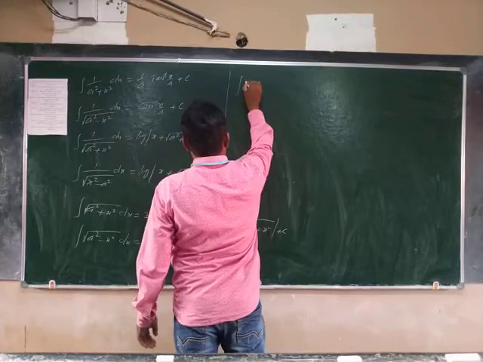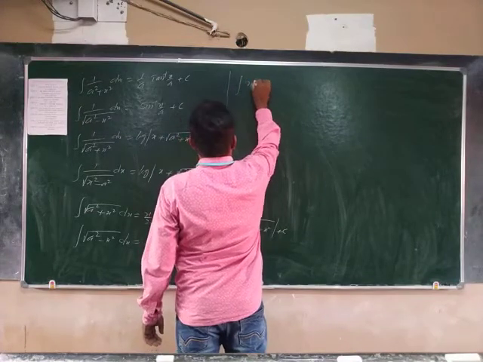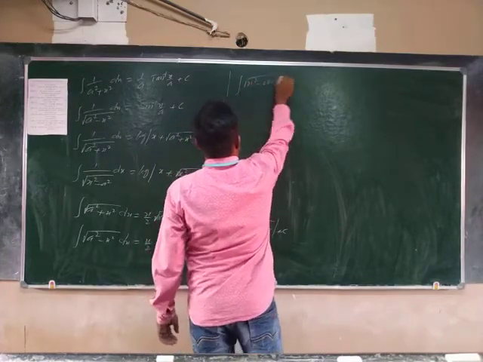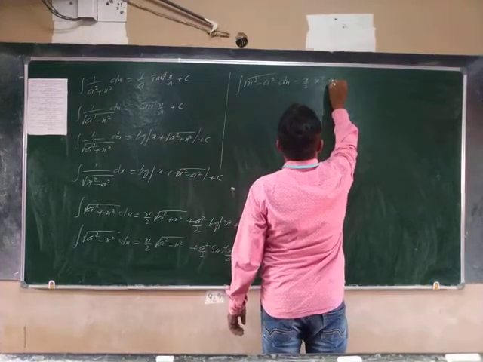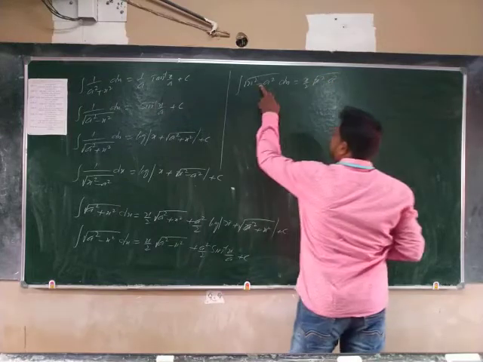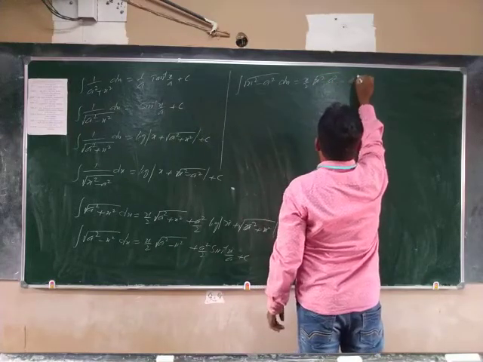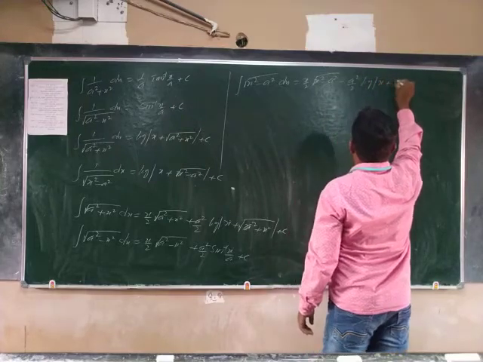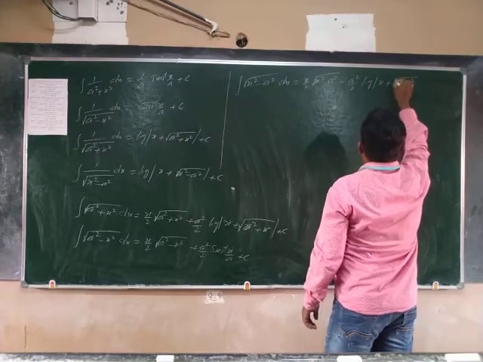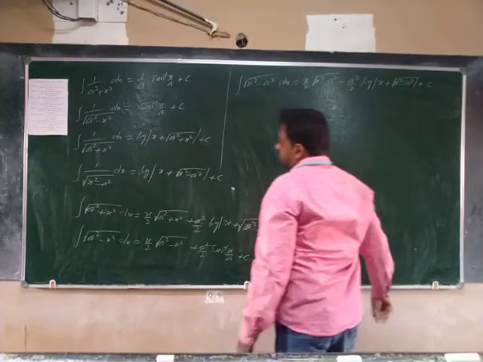Now, integration of under root of x square minus a square dx is equal to x by 2 into under root of x square minus a square, minus a square by 2 into log mod of x plus under root of x square minus a square plus c.